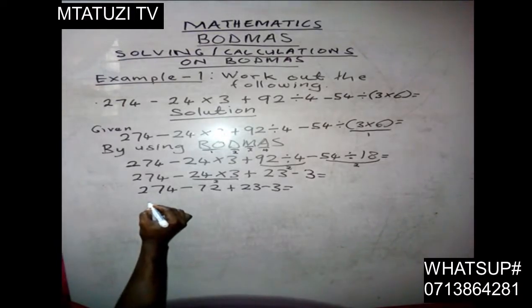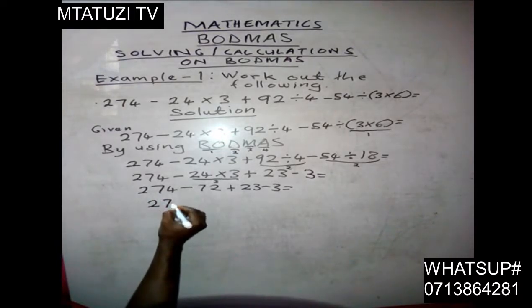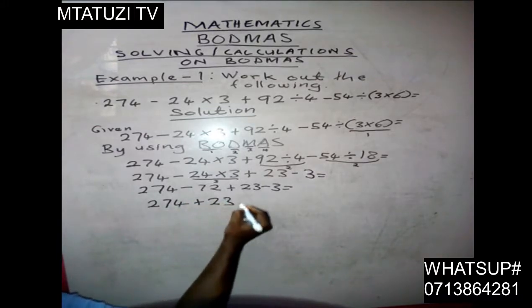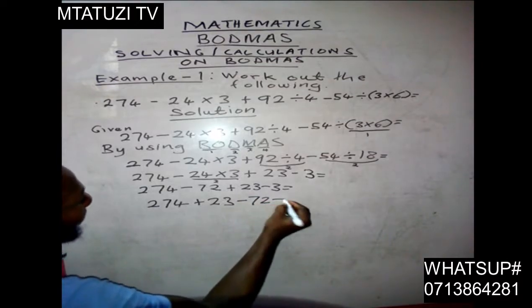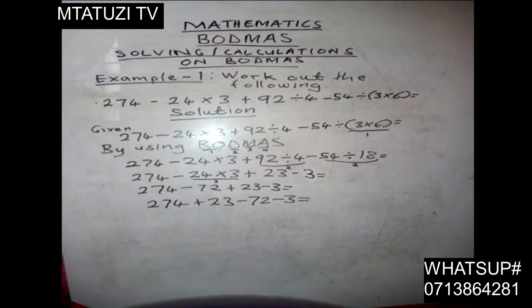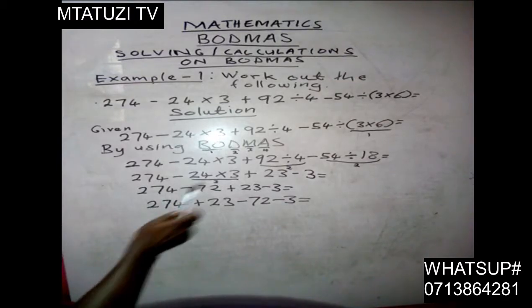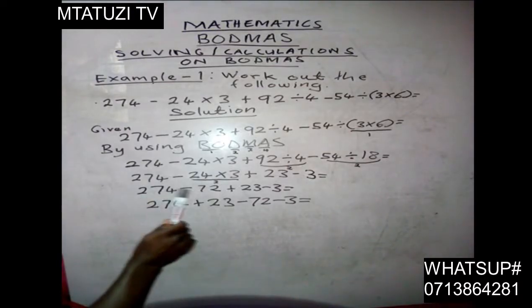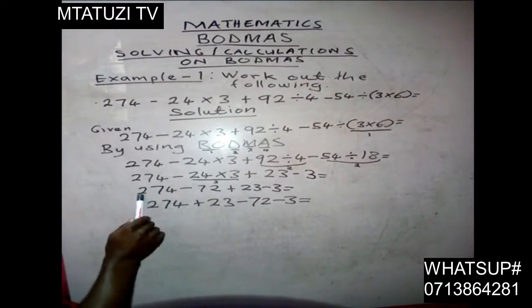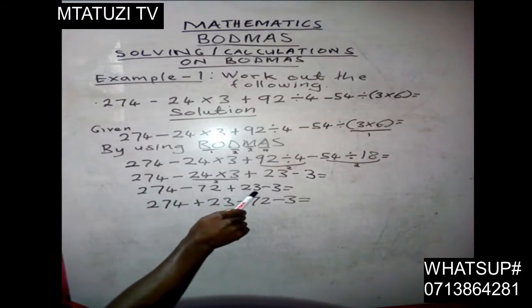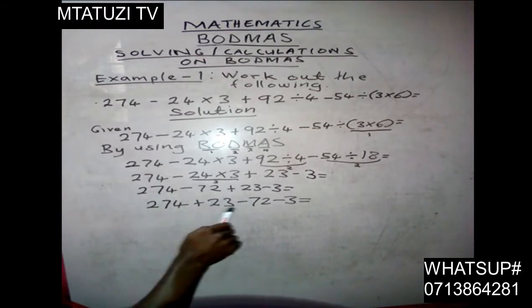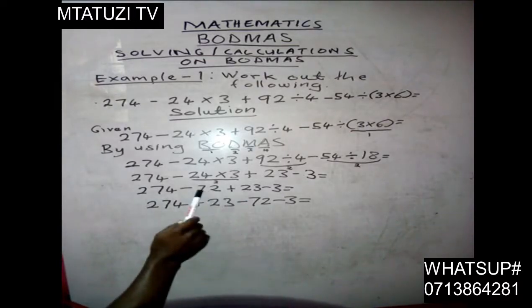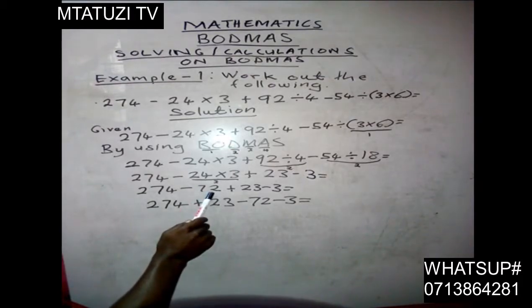So, it will be 274 plus 23 minus 72 minus 3 is equal to. Why have we arranged it like that? Because now it follows the operation of addition, so we have to add. Those positive numbers can be added. This one is positive and this one is positive, so addition is applicable for these numbers. Then we arrange minus 72 minus 3.